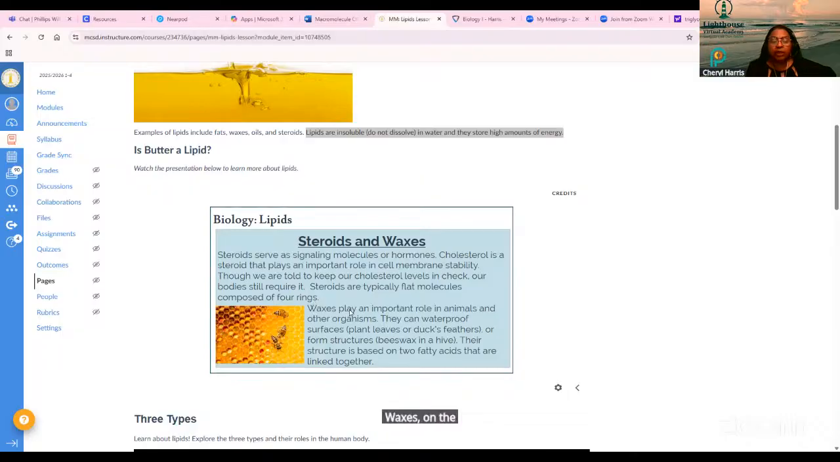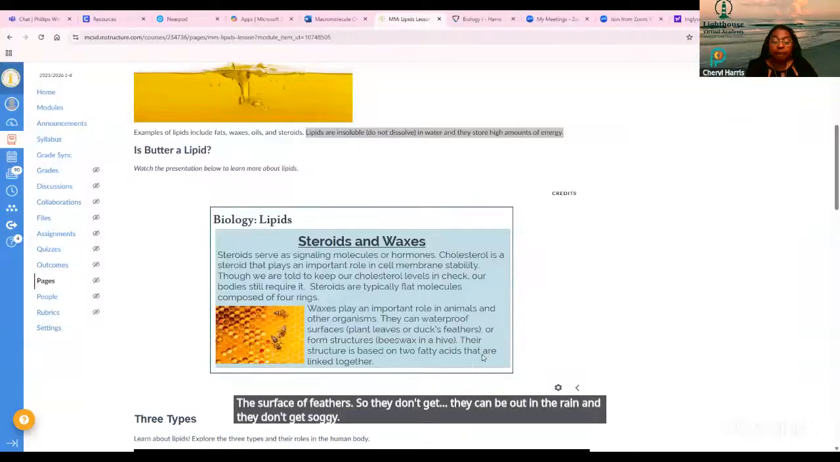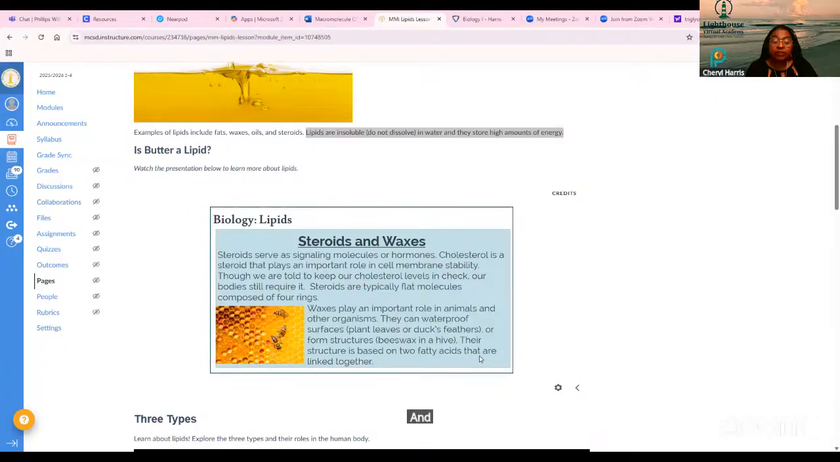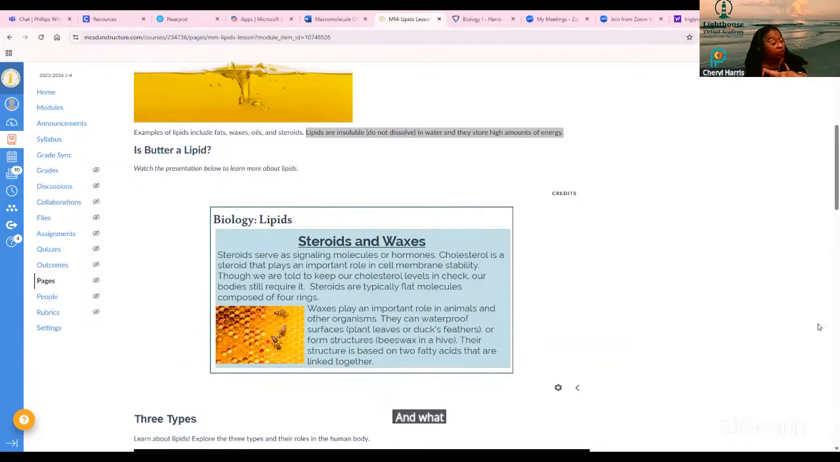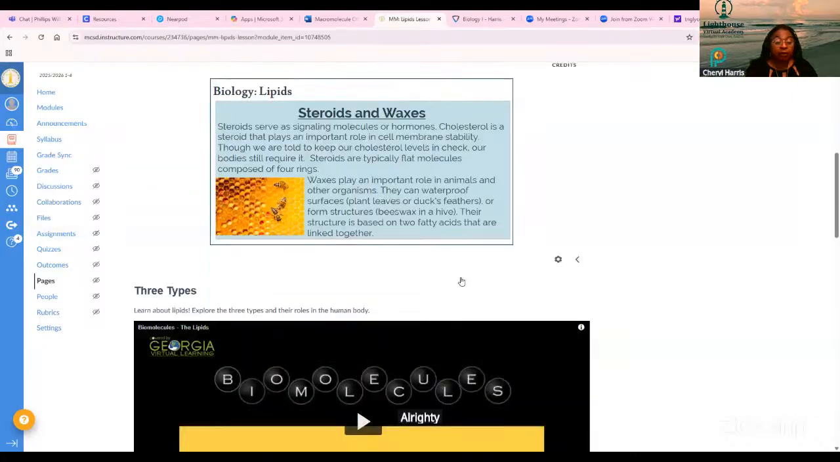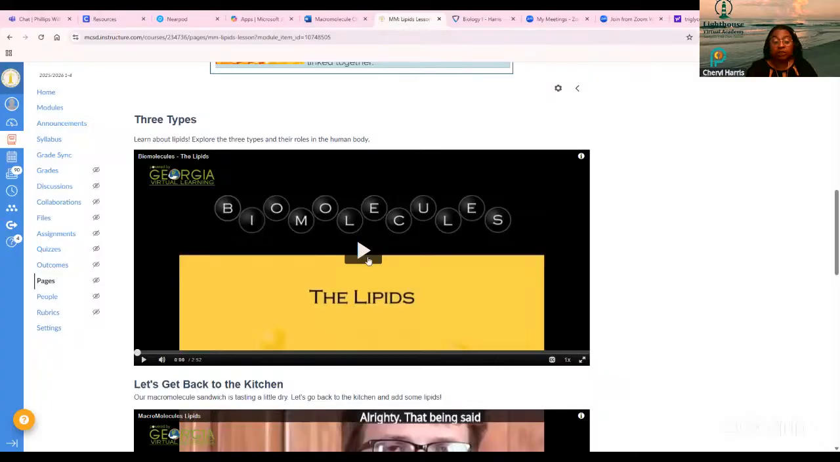Waxes, on the other hand, are important in animals and other organisms such as plants. They form a waterproof surface, like the surface of feathers, so birds can be out in the rain and they don't get soggy. And they are based on 2 layers of fatty acids linked together. So again, you need to know what is a steroid and what is a wax, and you need to know that they are types of lipids. All righty. That being said, let's watch this little video.